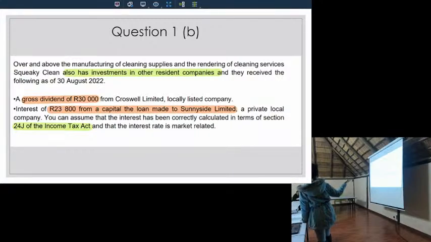I expect you to know it by the end of block 1 because companies or natural persons always receive dividends, right? So just keep that in mind. And the exemption, is there an exemption for it? Section 10(1)(k). Are you on section 10(1)(k)? What does it say?